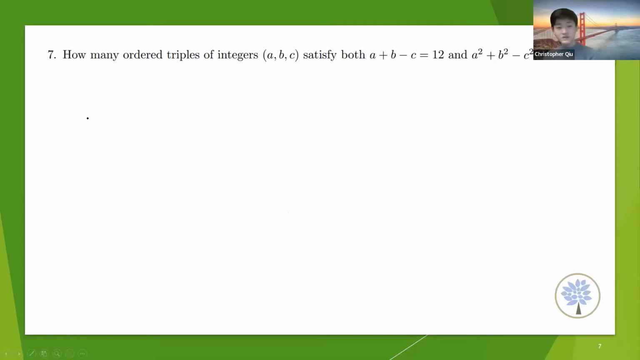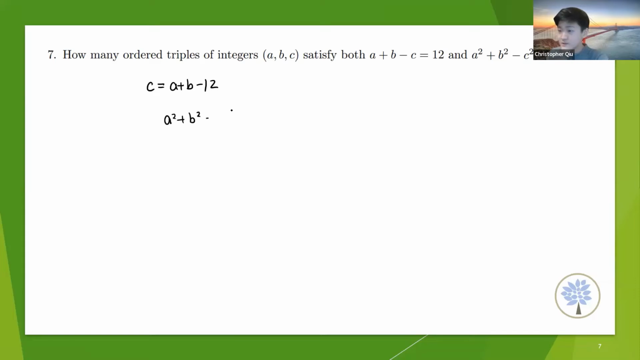So in problem 7, we're given 2 equations with 3 variables. And we're asked to find how many ordered triples of integers satisfy these 2 equations. So we have 2 equations and 3 variables. Is there any way we can reduce the number of variables to 2? So let's try that. We can rewrite the first equation as c equals a plus b minus 12. This way, we can substitute c into the second equation and get rid of this variable c altogether.